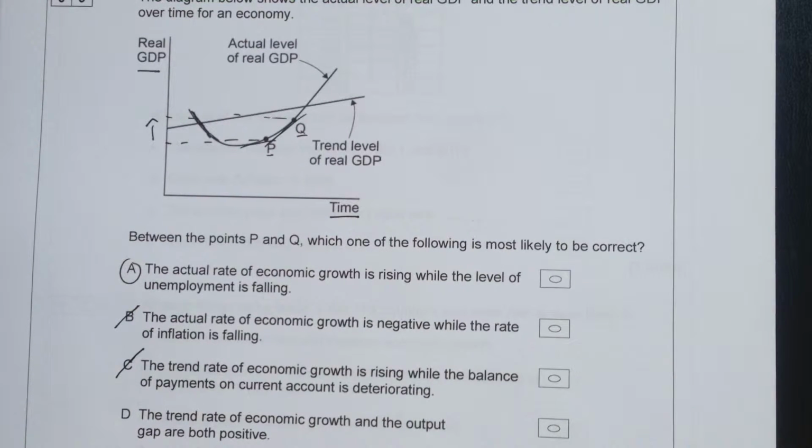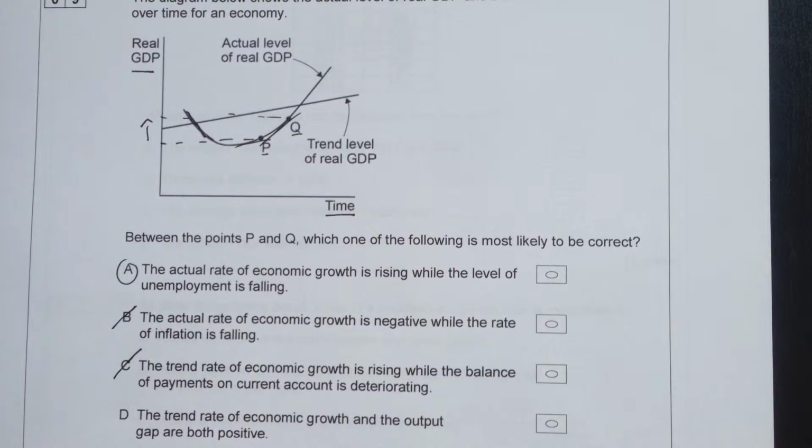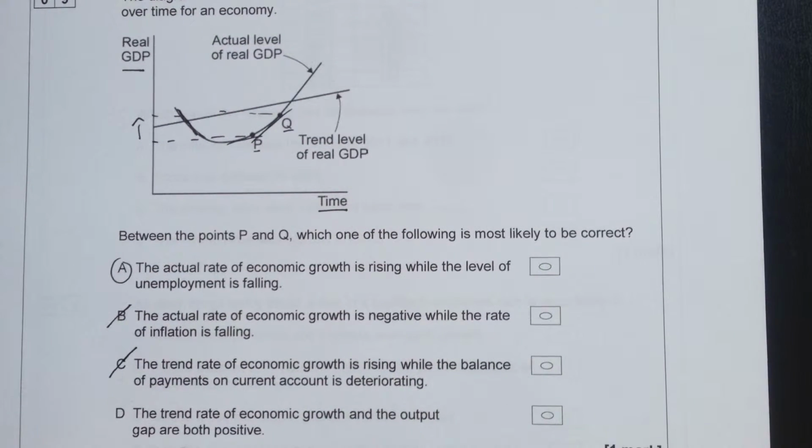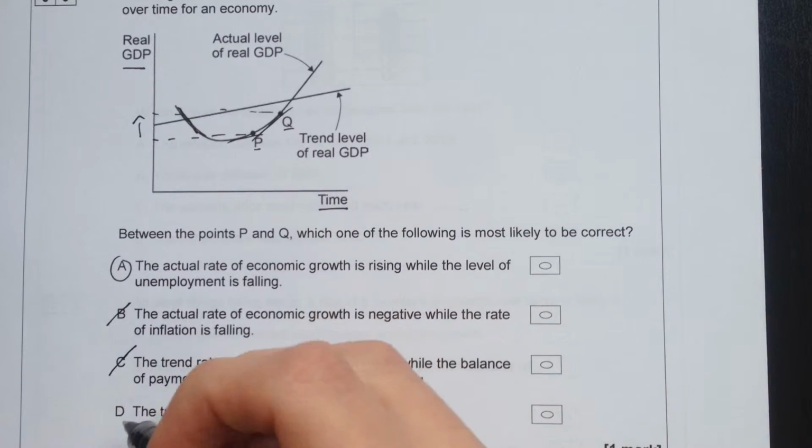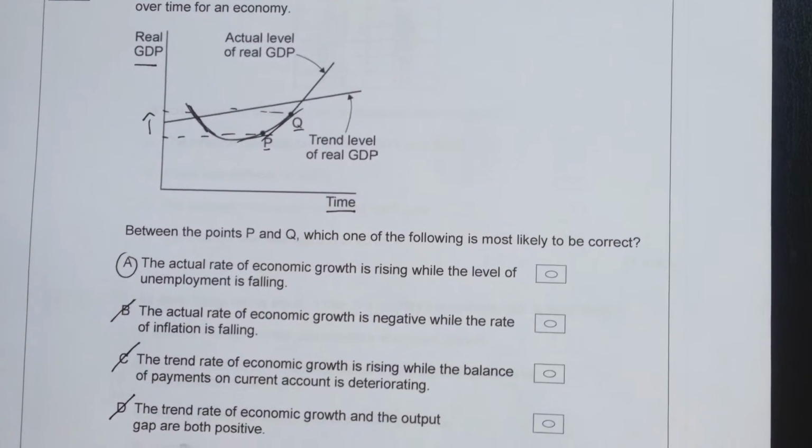The trend rate of economic growth and the output gap are both positive. We can't really tell if our economy has got an output gap or not because we don't know how much it could produce. It could be the case that everything was destroyed in an earthquake or something like that, so our whole economy is not able to produce as much as it could before. So we can't really say about output gaps here. So we'll just get rid of that one.